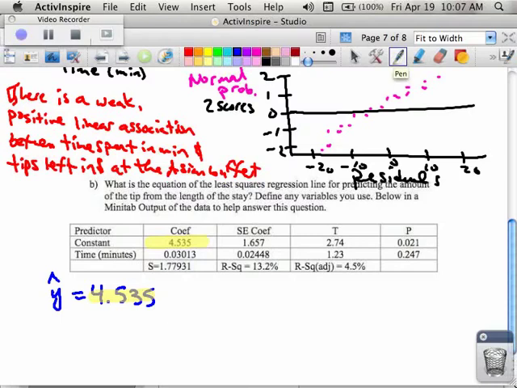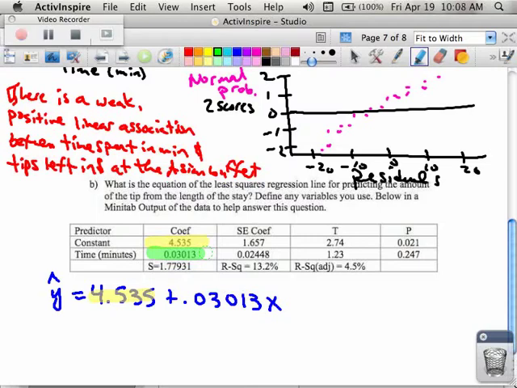And then it's plus 0.03013x, and that value is coming from the time. So these are both the coefficients. One's for the constant, your y-intercept, and one's for the time, and that's the slope. This is the way Minitab produces it, so why don't they just say slope and y-intercept? I don't really know. That's just the way the computer does it.